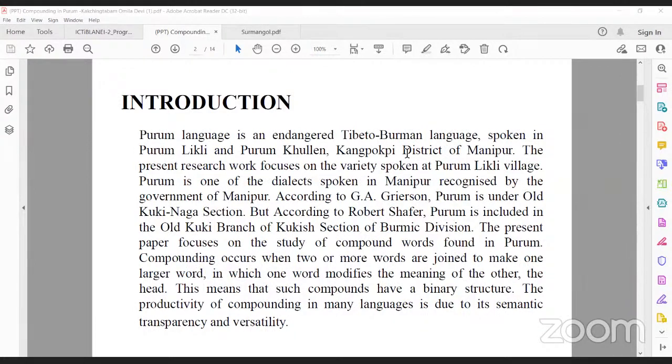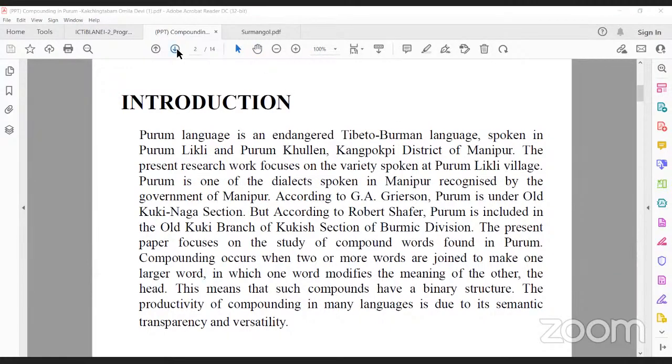According to G.A. Gration, Purum is under Old Kukinaga section, but according to Robert Sepper, Purum is included in the Old Kuki branch of Kuki's section of Burmic division. The present paper focuses on the study of compound words found in Purum. Compounding occurs when two or more words are joined to make one larger word, in which one word modifies the meaning of the other, the head. This means that such compounds have a binary structure. The productivity of compounding in many languages is due to its semantic transparency and versatility.